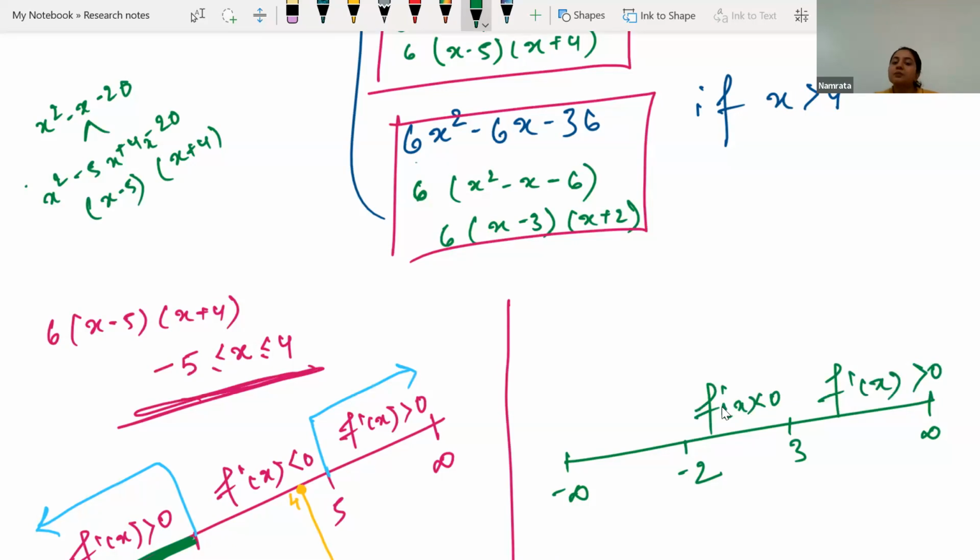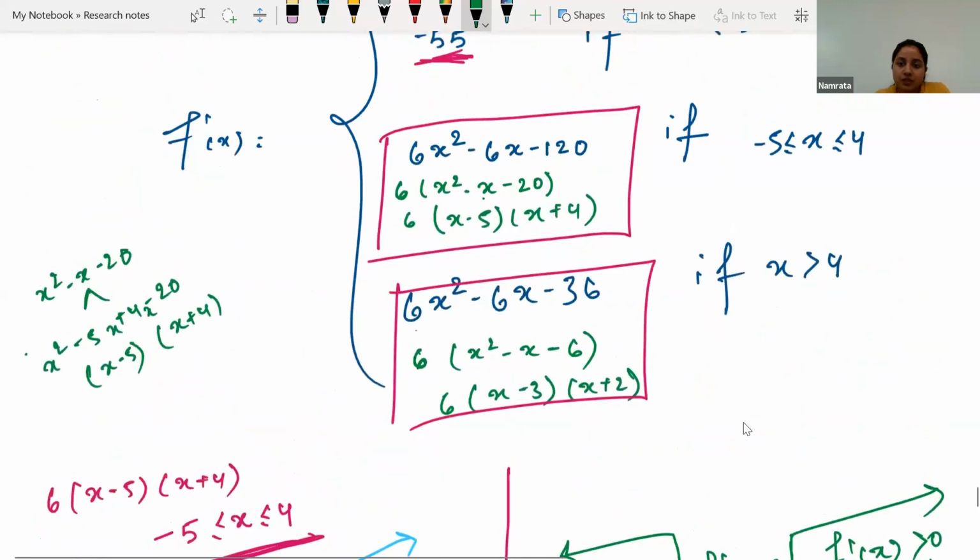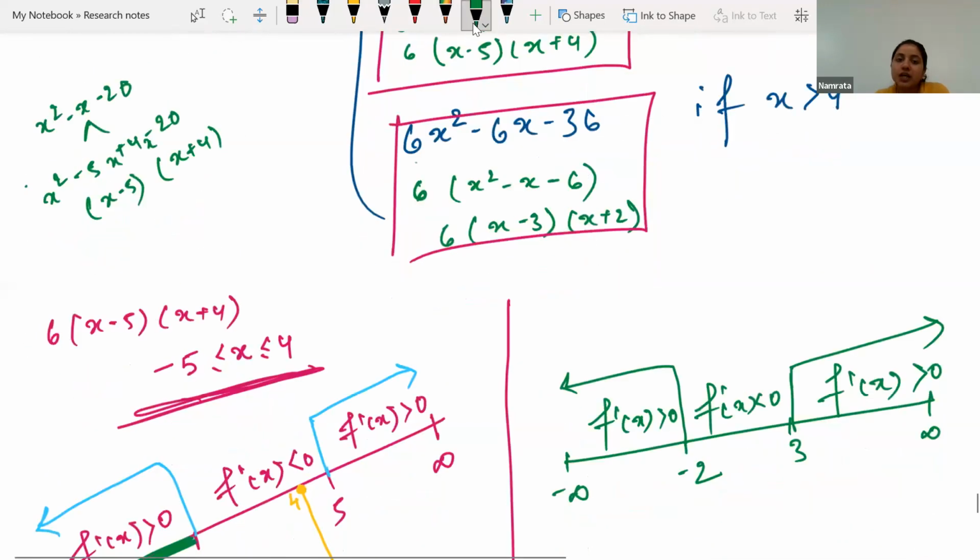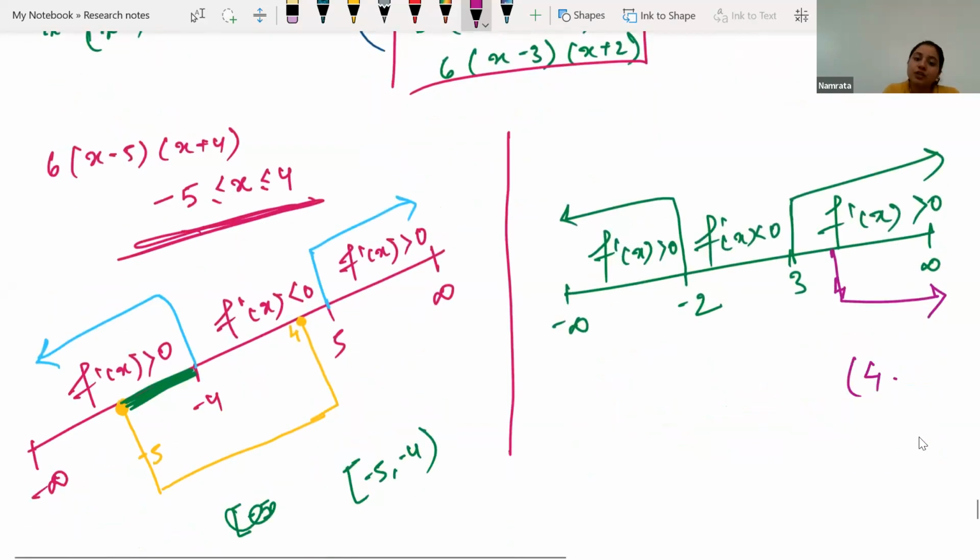If we take here maybe minus 3, negative, negative, negative, negative, positive, f dash x greater than 0. So we want to take this part and this part. But here we have x greater than 4. The predefined domain is given over here, that is x greater than 4. So here we must have 4 and x is greater than 4, like this. So instead of 3 to infinity, we can take 4 to infinity.